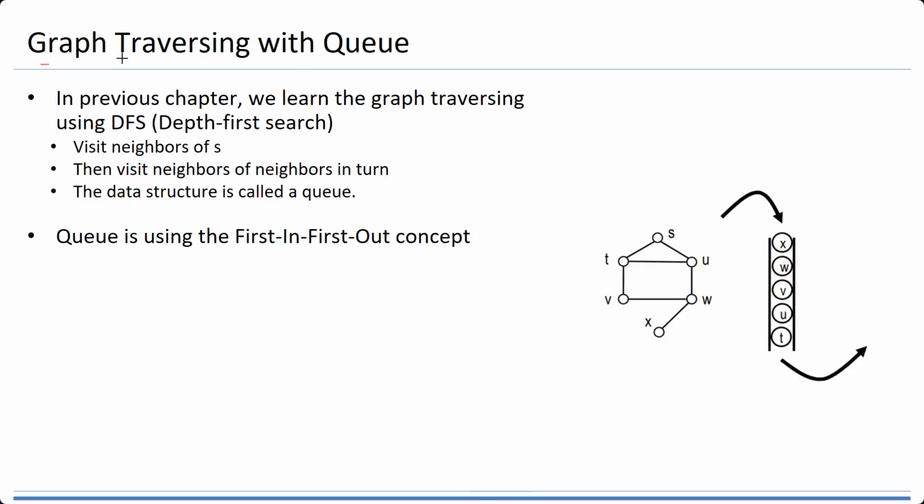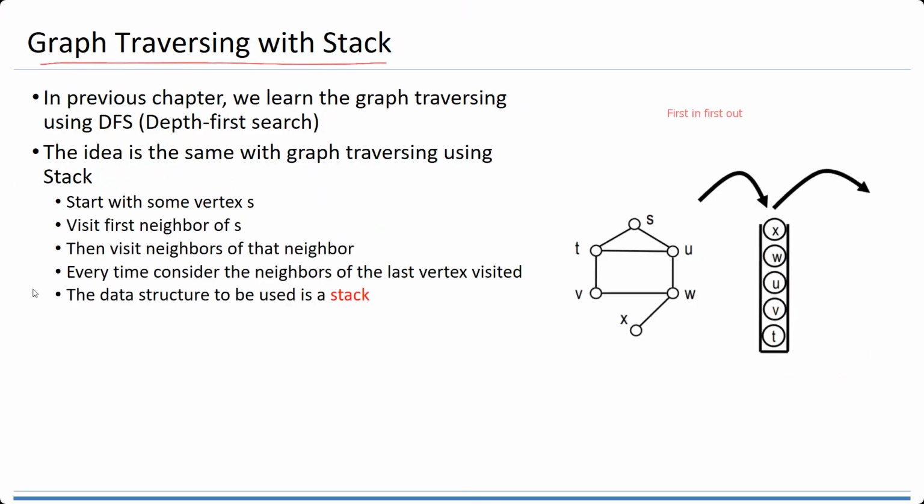We can also do the graph traversing with Q. So if we do the graph traversing with Q, means we use the concept first in, first out. Okay, if you still remember, the Q is the first in, first out. If we do with the stack, it means we do the last in, first out. Okay.